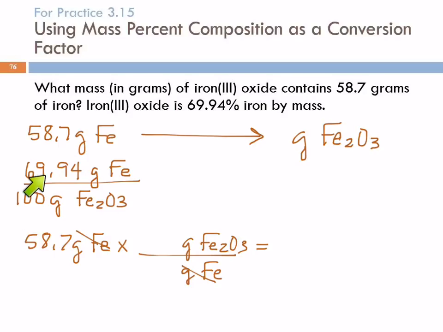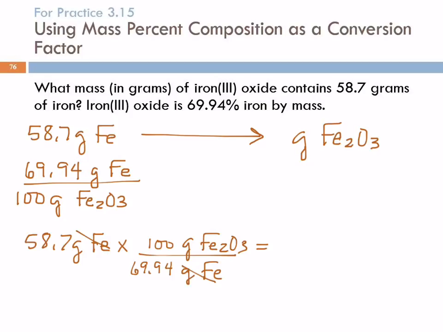Then I look at this relationship, and I see that the 69.94 is with the iron, so I need to write that with iron on the bottom, and the 100 grams is on the top with the oxide. Some problems it'll be the other way around. Just obey the units. So now we have 58.7. Helps to turn on the calculator. Times 100 divided by 69.94.